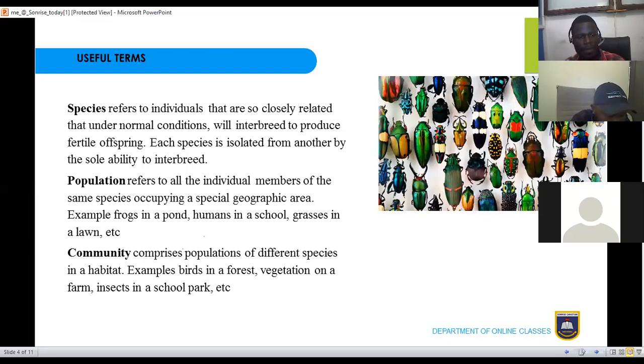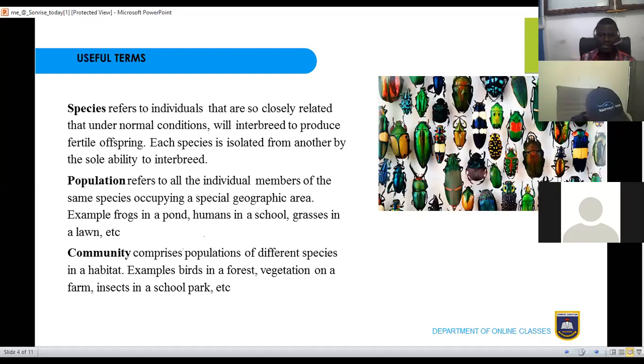Each species is isolated from another by the sole ability to interbreed. So if you take one sheep from Ghana and another different sheep from China and you cross them, you will still have an offspring called sheep that will also be able to give birth to another sheep. That is what we call interbreeding.